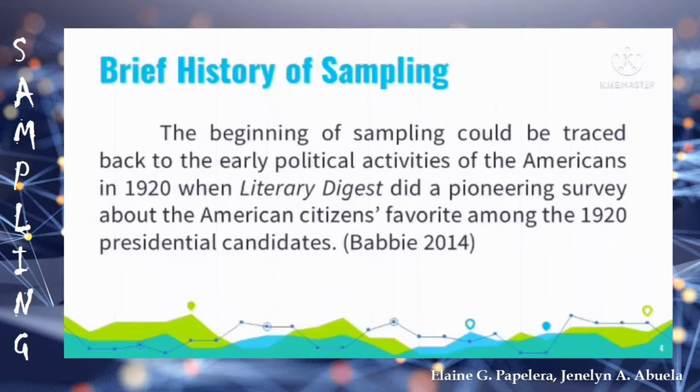The beginning of sampling could be traced back to the early political activities of the Americans in 1920, when Literary Digest did the pioneering survey about the American citizens' favorite among the 1920 presidential candidates, based on Bobby 2014.